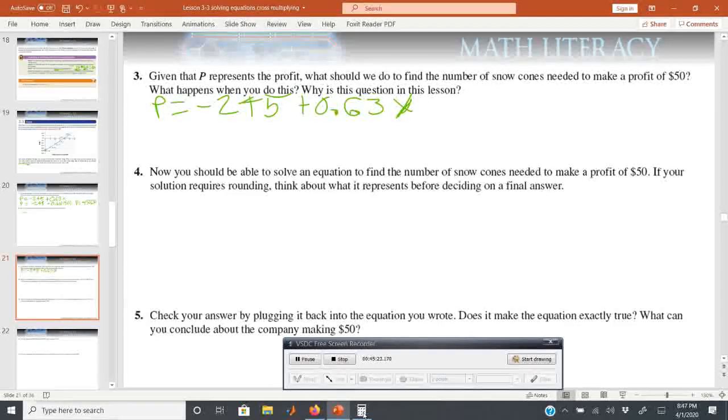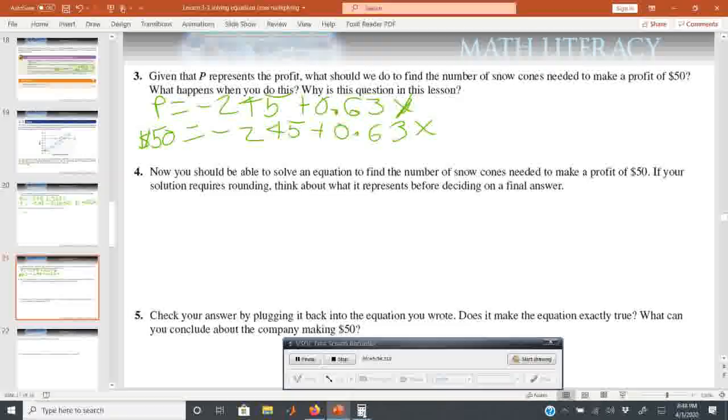This is where things get interesting now. Now they're telling us P. So we actually have to put the $50 where P is. And the question is, how many snow cones do we need to sell? We're not being given x, we're asked to find x. So we leave that x in. And if you remember, we kind of did the same problem, I believe, in the last lesson. Now we have it in equation form.